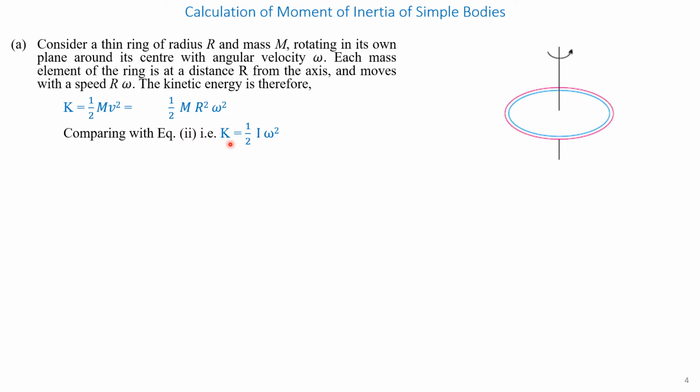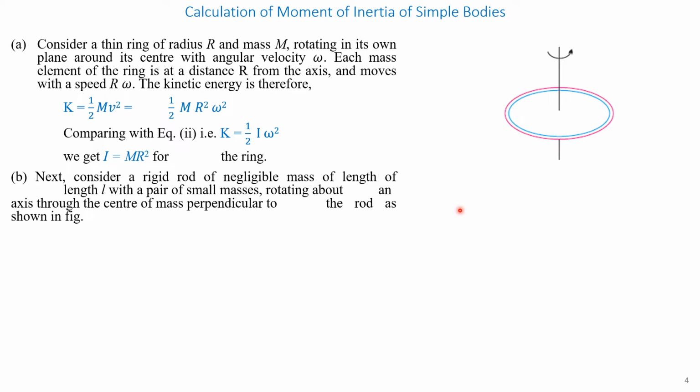Comparing, we get K is equal to half into I omega square. Here capital I is the moment of inertia. Therefore, we get I is equal to m r square for the ring.